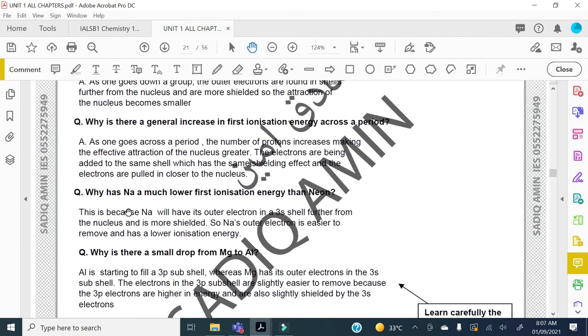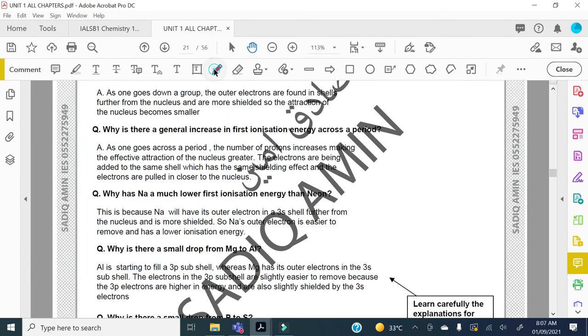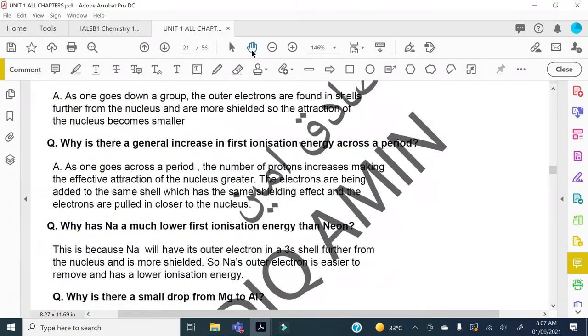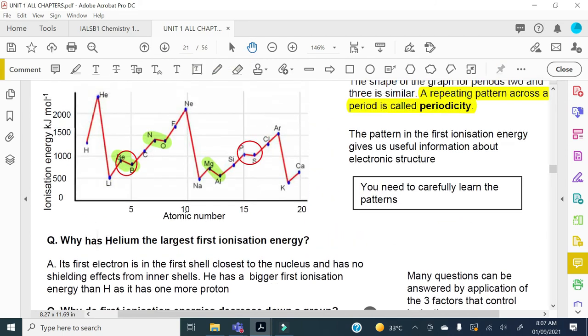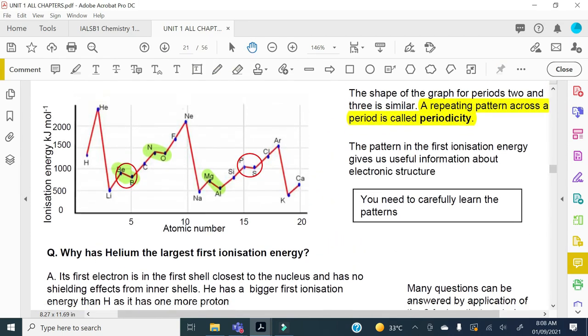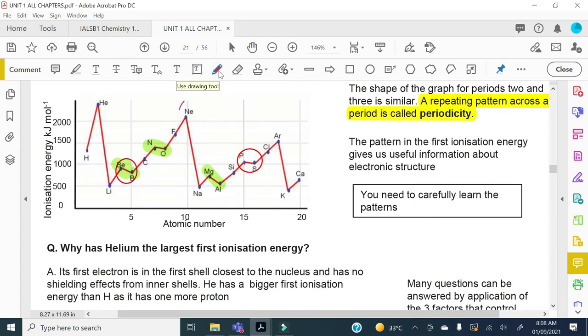Why does sodium have a much lower ionization energy? You can see the question here. Why does sodium have a lower first ionization energy than neon? So I'm going to focus on the electronic configuration now. Now you see here, this is neon, and this is sodium.